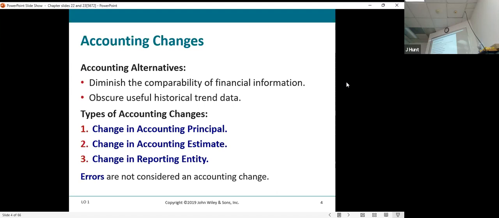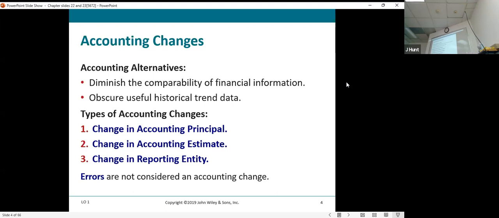And so the aim of accounting is always we want comparability. We want to look at one period to another period to make sure we can compare the numbers, apples to apples, oranges to oranges. So we want to make sure that we don't obscure, like it says, useful historical trends. So the reader has an understanding. But we isolate changes into 3 categories: accounting principle, accounting estimate, and change in the reporting entity. And the last thing, errors. They're not considered changes. So we deal with errors as errors.